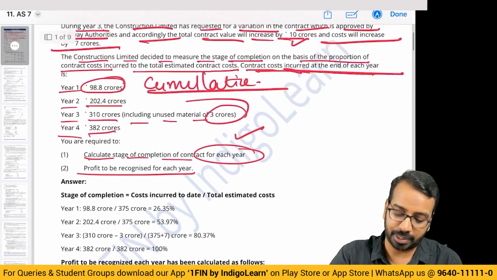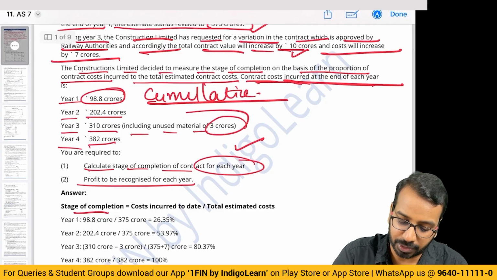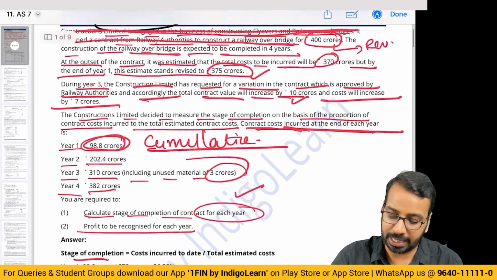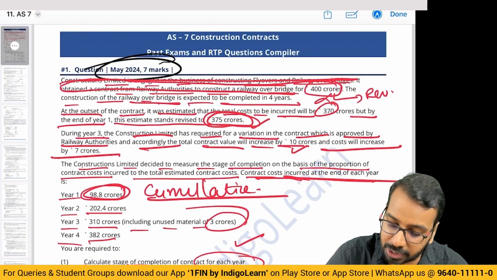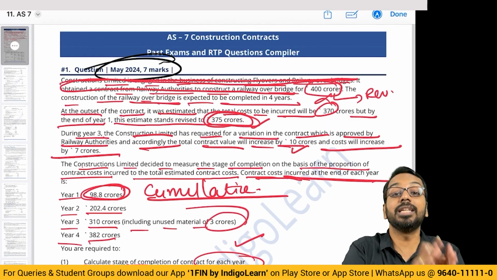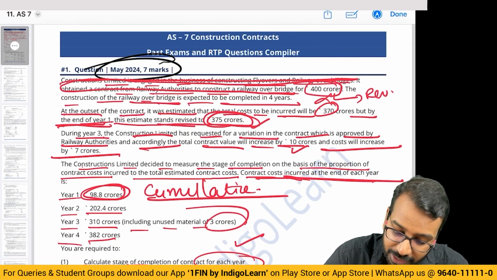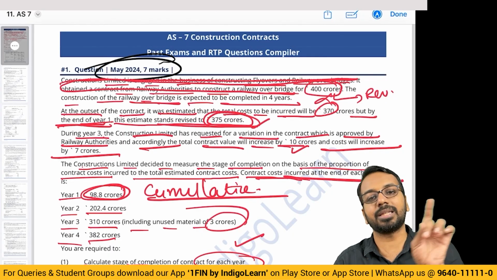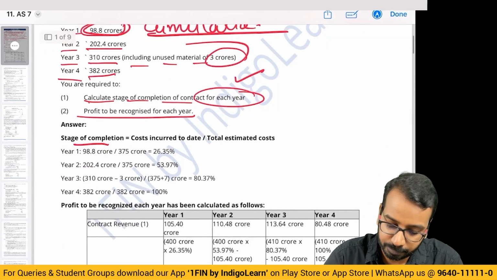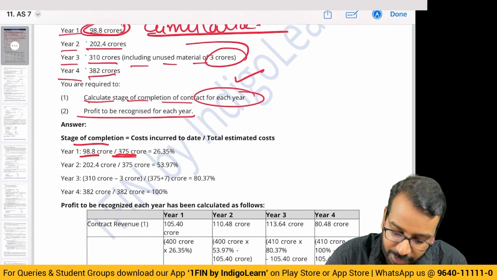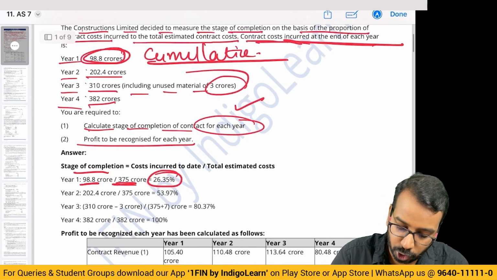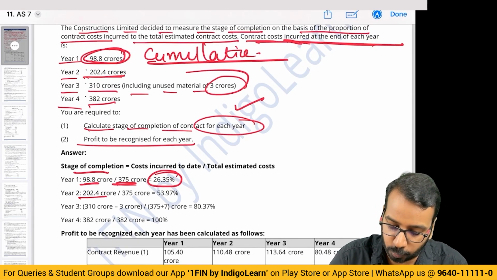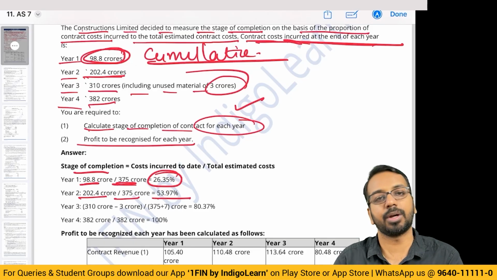Now first year when it comes to stage of completion, actual cost is 98.8 and at that point of time, our estimate was 375, not 370. See, 370 was initial. By the end of year 1, it is already 375. So we should take 375. So 98.8 divided by 375, 26.35. That is the completion. Second year, 202.4 divided by 375, 53.97.